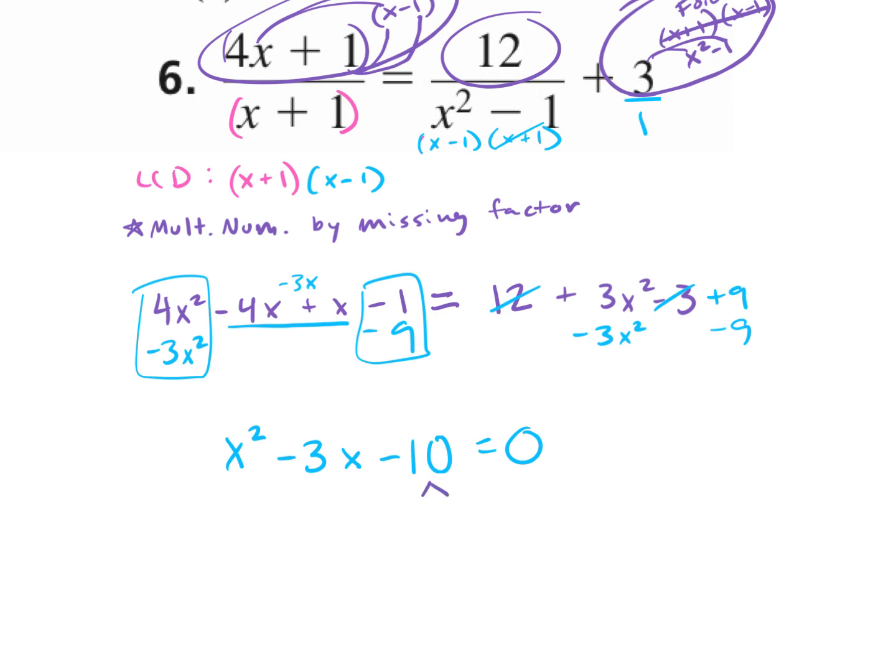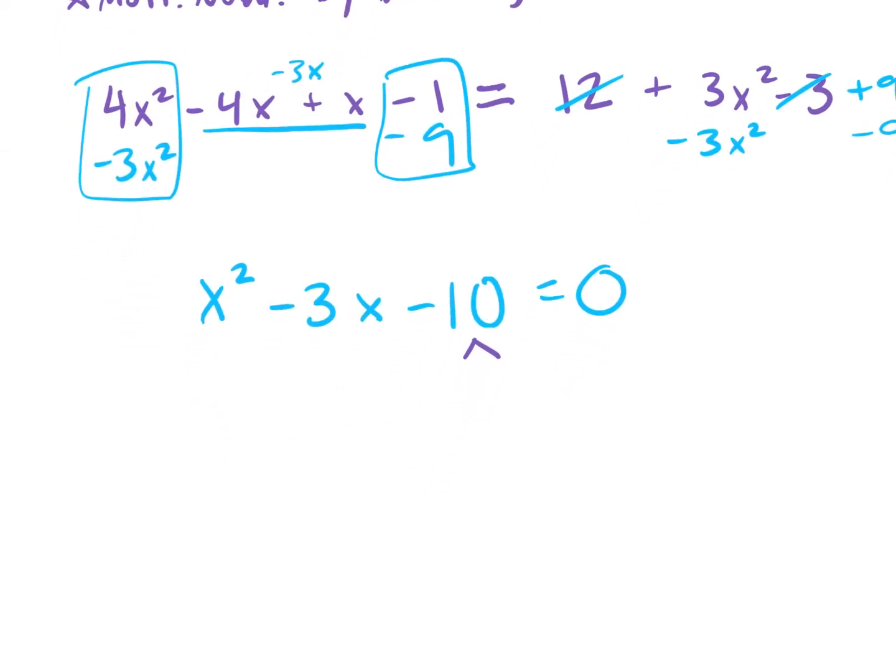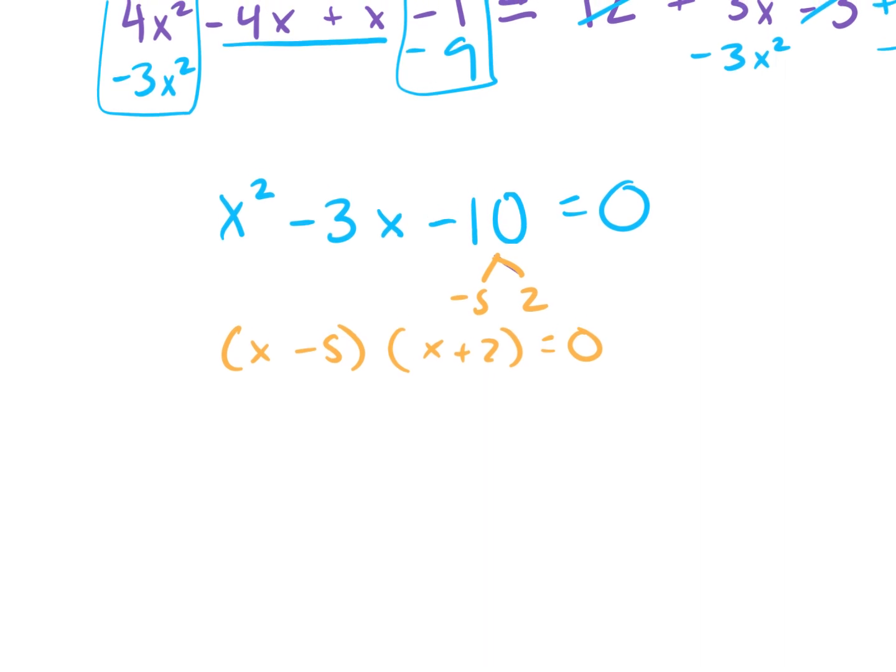Factor. Do we have two factors of negative 10 that add to negative 3? Negative 5 and 2. So this factors into x minus 5 and x plus 2. What's next? Set them equal to 0 and solve. So x minus 5 is equal to 0 and x plus 2 is equal to 0. So x is equal to positive 5 and negative 2.